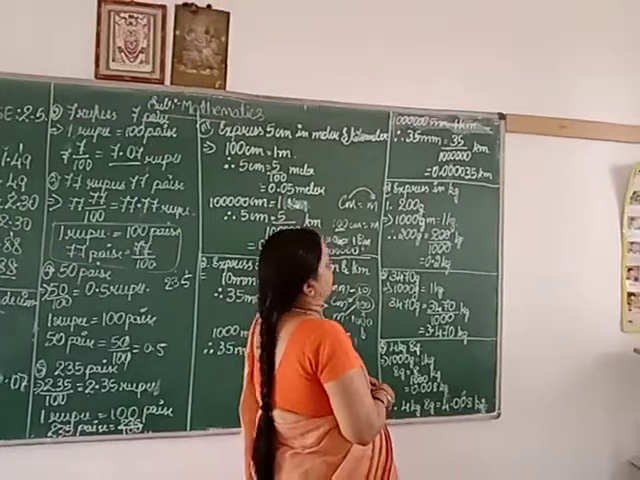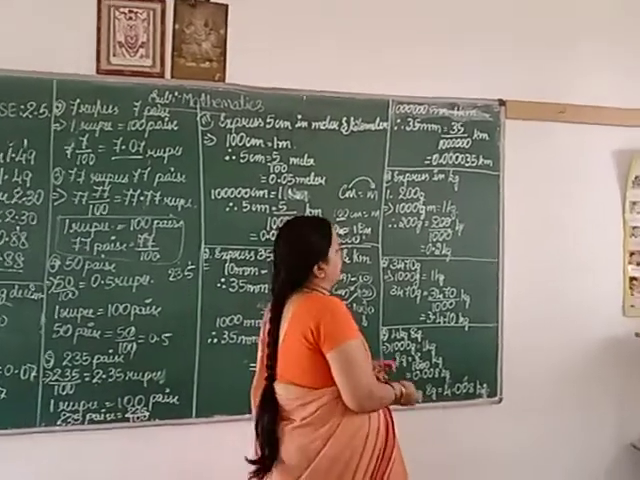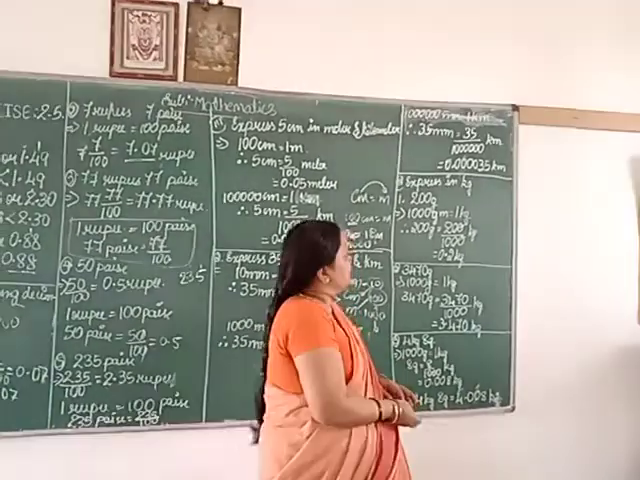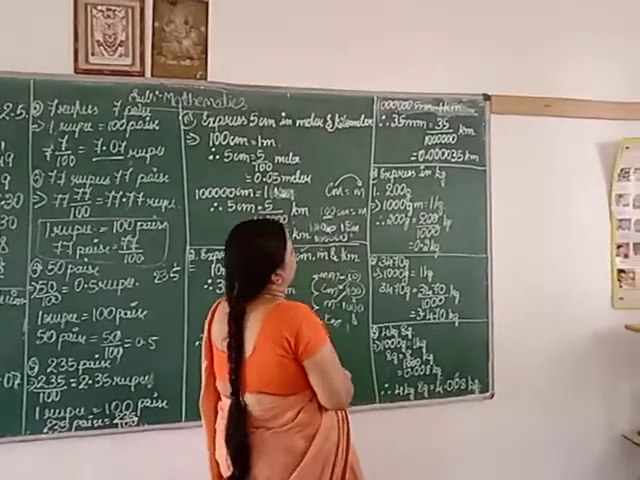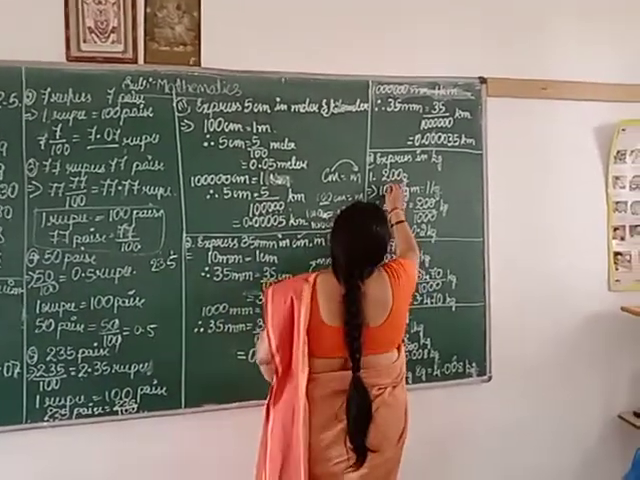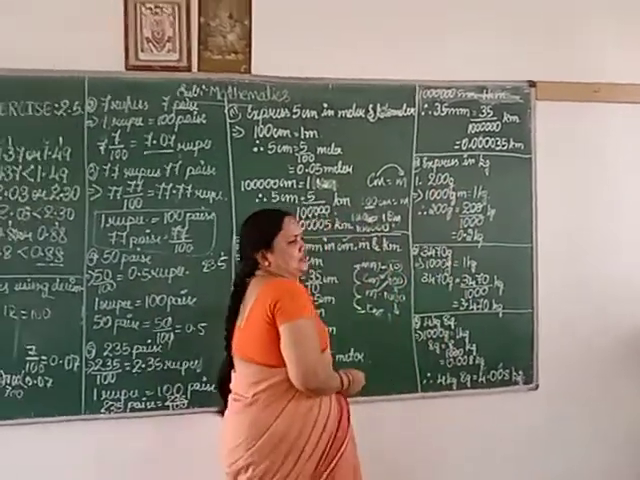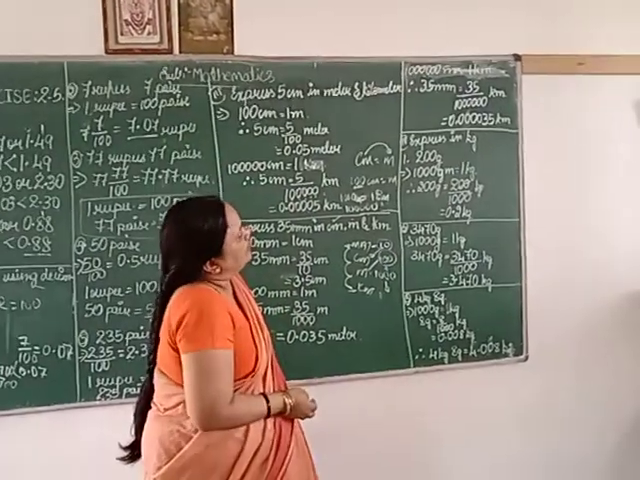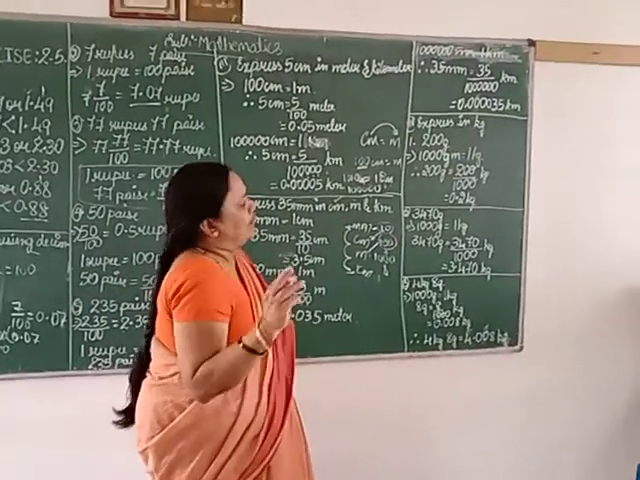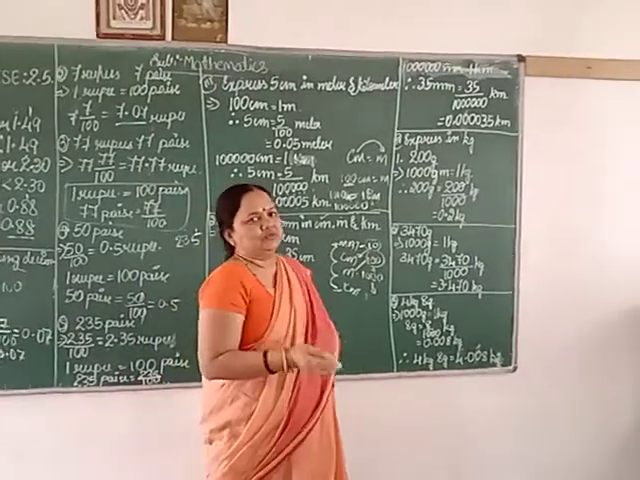Express in kg. He has given in grams. You have to convert it into kg. First he has given 200 grams. 200 grams, first of all you know very well 1 kg is equal to 1000 grams.